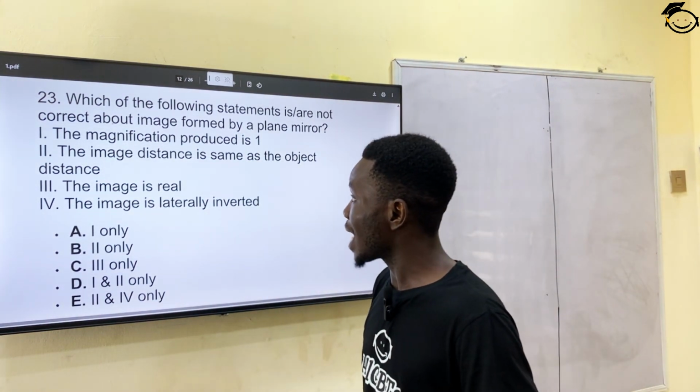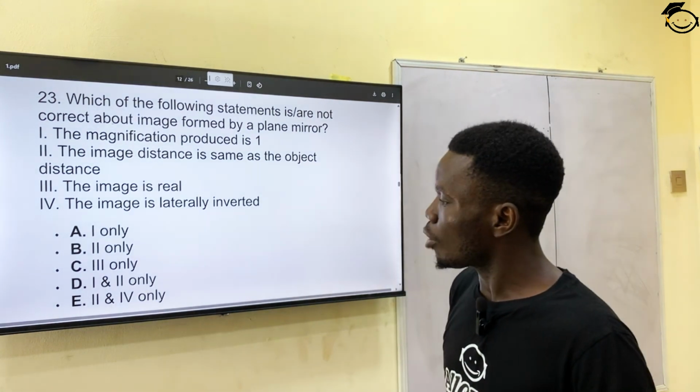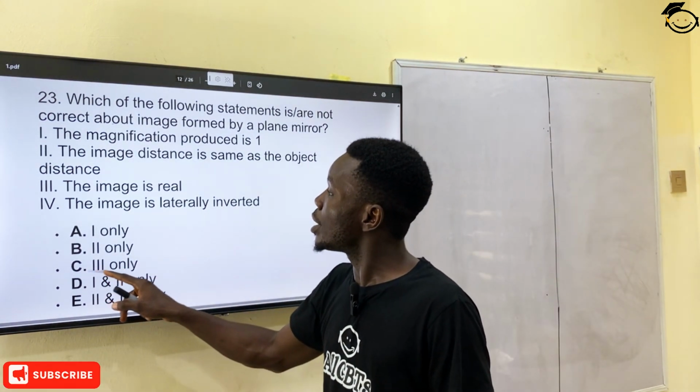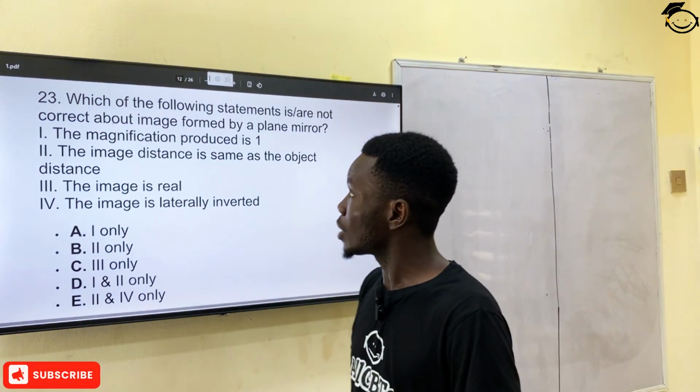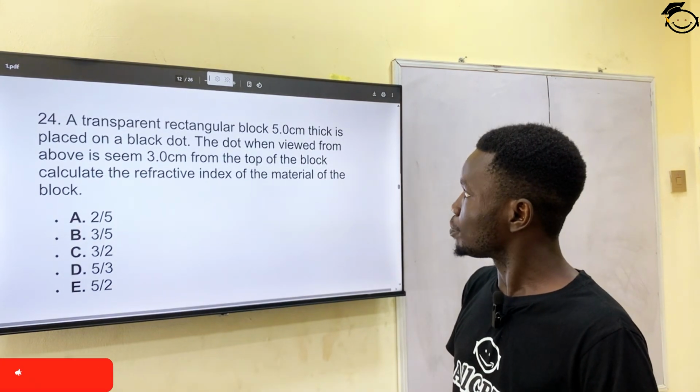So we look for the one that has what? Roman figure 3, which is option C, because a plane mirror produces a virtual image and not a real image. So that takes us to question number 24.